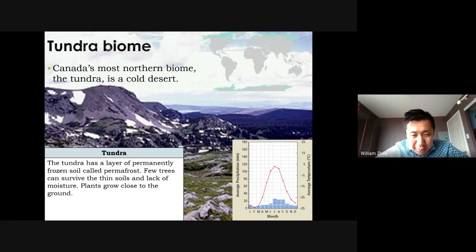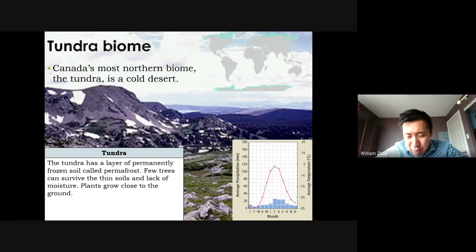Now the tundra is not a good place for agriculture. And if you look at the climate graph, the precipitation is sadly near 20-ish, below 20. That is really low. Okay, that means on average 20 millimeters, or not even 20. Like in January, there's like 7 millimeters of precipitation in the whole month.